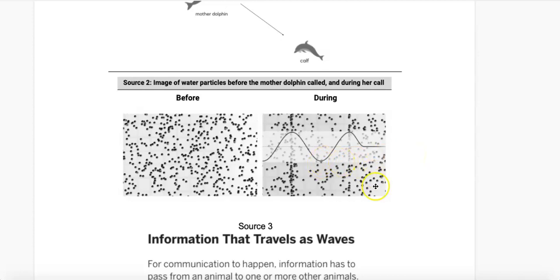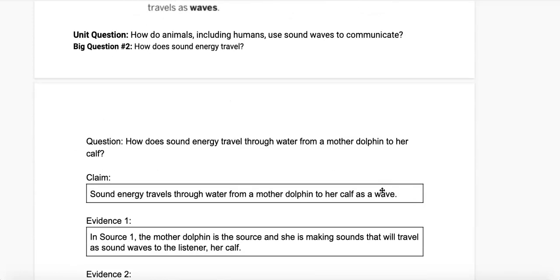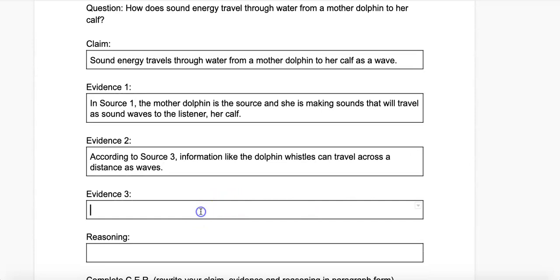So I'm going to take that evidence and put it in a sentence. I got it from source 2, remembering that as I create my sentence starter. So source 2 shows me how the sound waves travel to the calf. I see the particles. So now I'm going to write how that happens. Particles are colliding, and this is what I'm looking at in that diagram. I'm not coming up with this from my head.